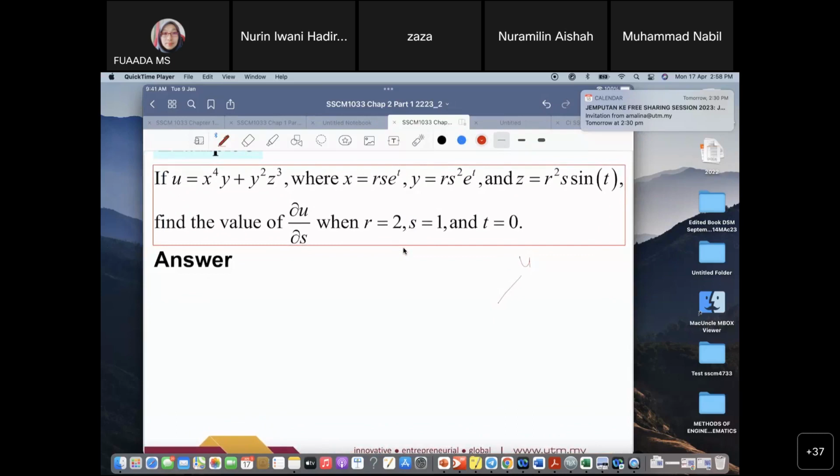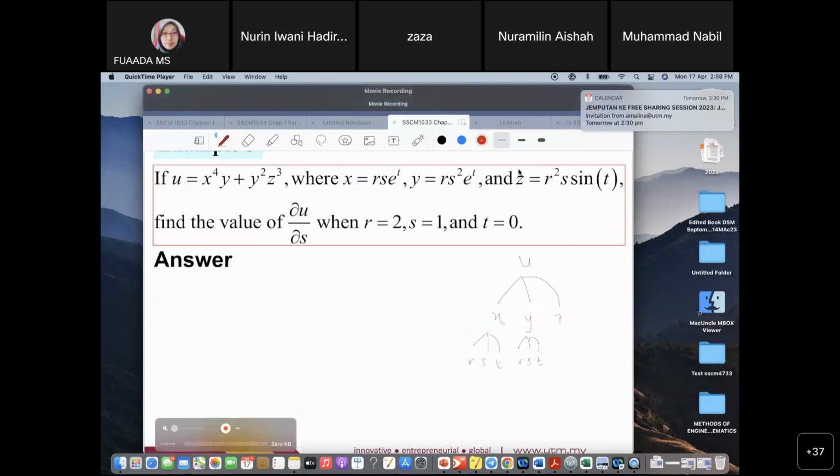Okay, under the U, kita ada apa? X, Y, Z. Yep. And under the X, kita tengok ada apa ni? Parameter apa yang terlibat? R, S, T. Yeah, R, S, and T. So, Y also the same. Y kalau tengok, ada R, ada S, ada T juga. So, semuanya samalah R, S, T, and Z pun sama. Ada R, ada S, ada T.